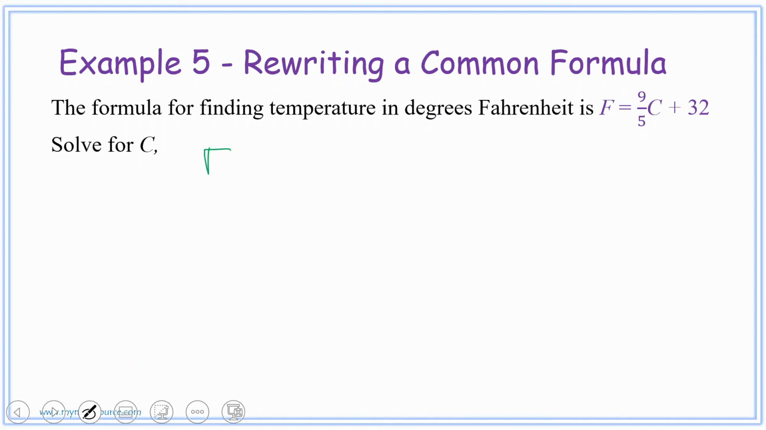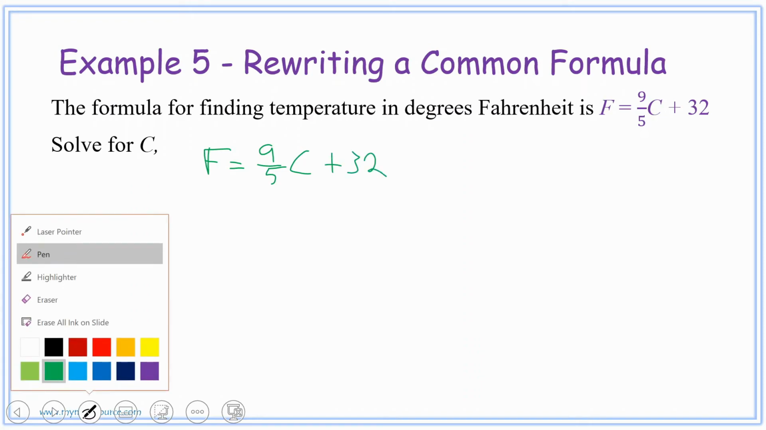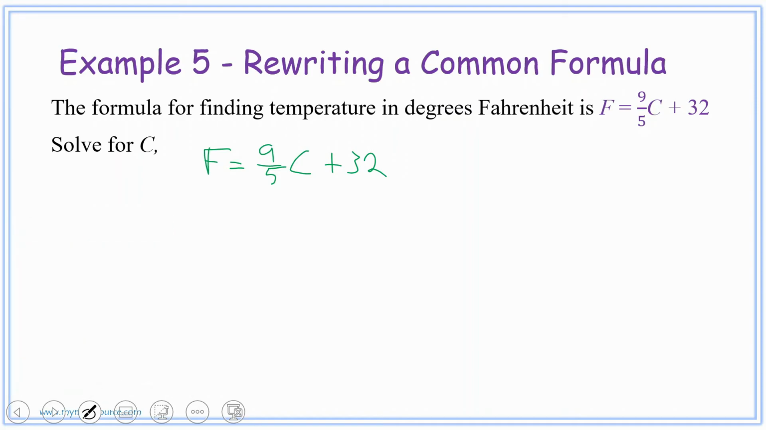We have F, which is Fahrenheit, is equal to 9/5 of C plus 32. And we want C to be our subject of the formula. We want it to be the one that's by itself now. So we're going to start with the weaker operation, which is the addition, which is adding 32.